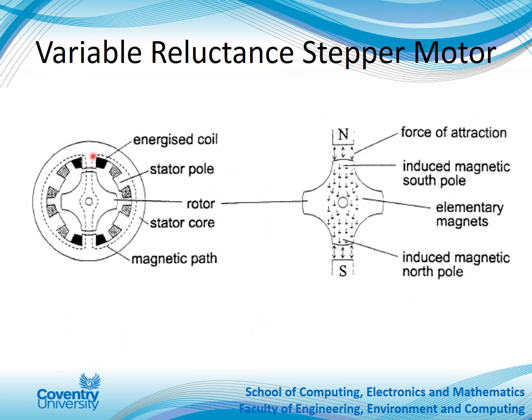So here you've obviously got an energized coil, you've got a stator, you've got a rotor, you've got your stator core here, and these dotted lines here represent your magnetic path.